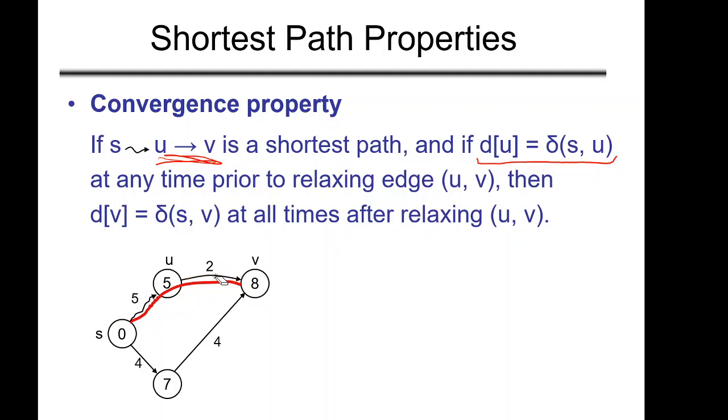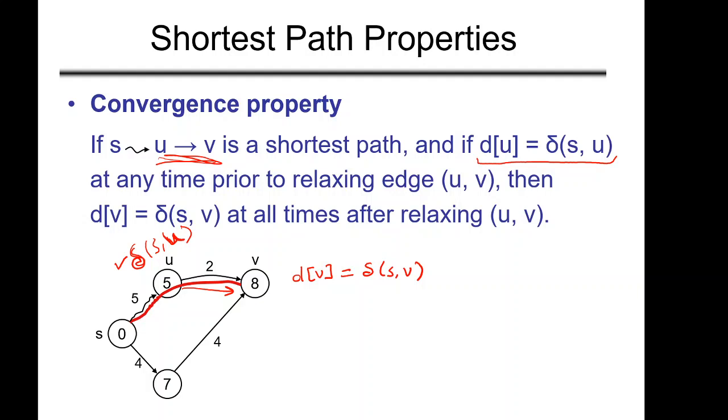Now if this is the shortest path, and we already have the value of the shortest path weight at U, meaning we are done with U, we reach this value any time before relaxing this edge. Now if we have this condition, and after that we relax the UV edge, then definitely DV will give you the shortest path. If you remember, that is the optimal substructure property.